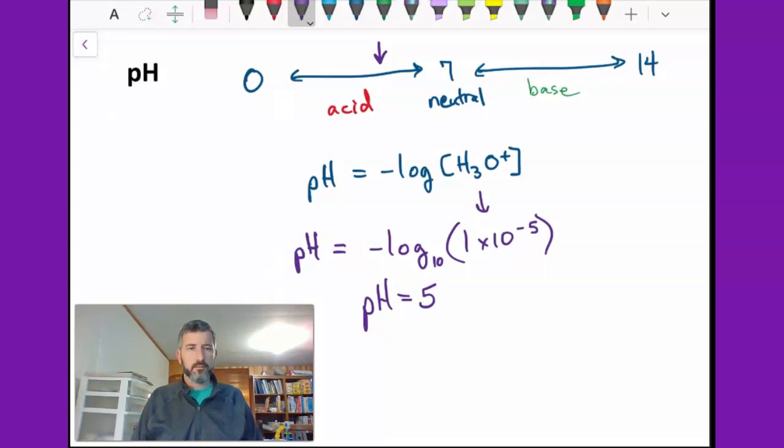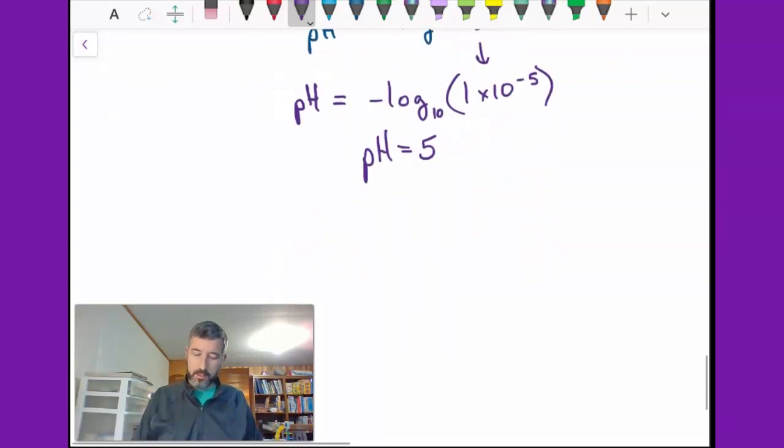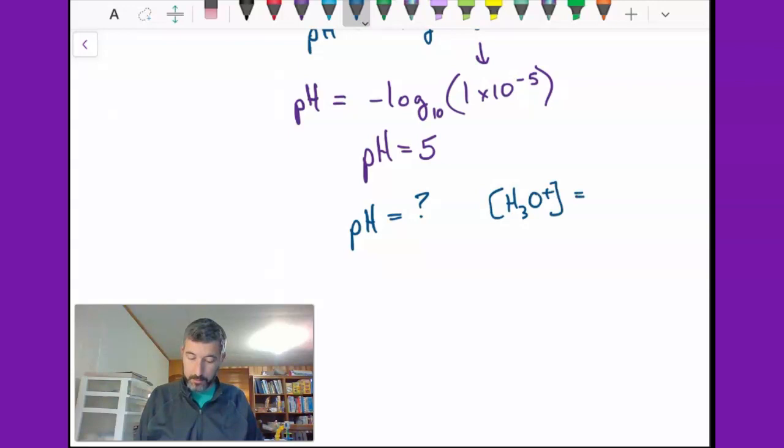All right, so let's try another one. See if you can find the pH if the hydronium concentration equals, let's say, 1 times 10 to the negative 9 molar. Okay, so you should have taken the negative log of 1 times 10 to the negative 9, and that actually gives you 9. And I'll show you how I did it on my calculator.